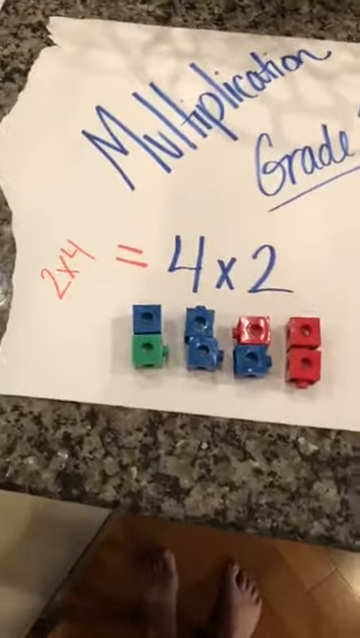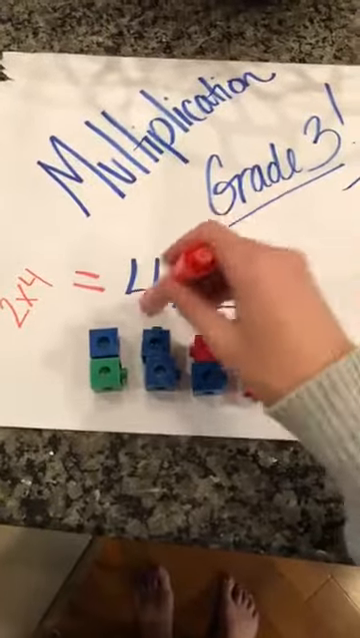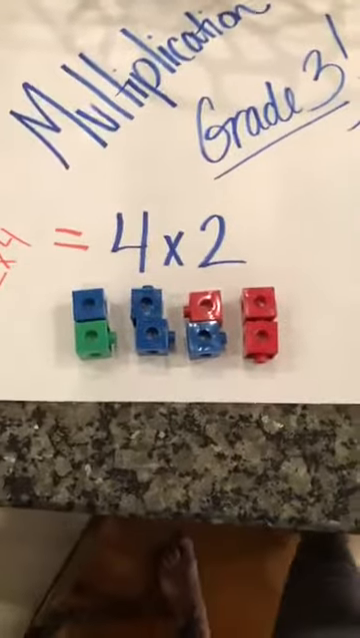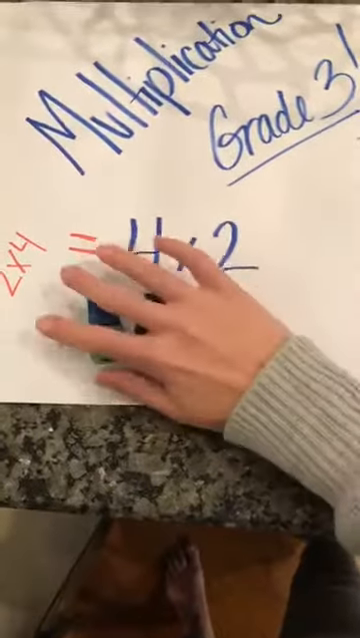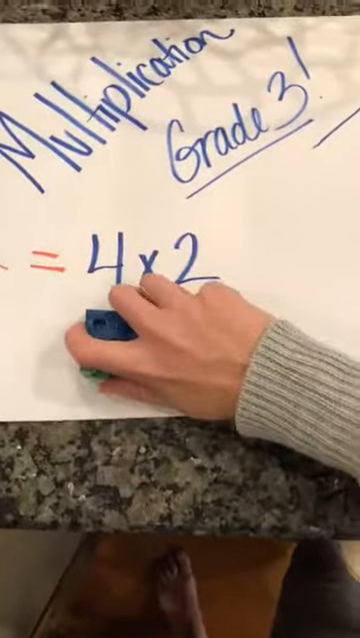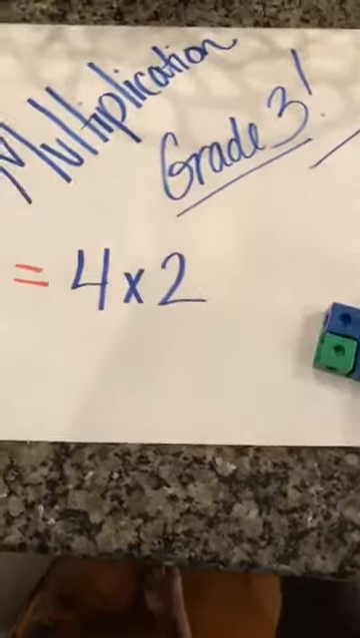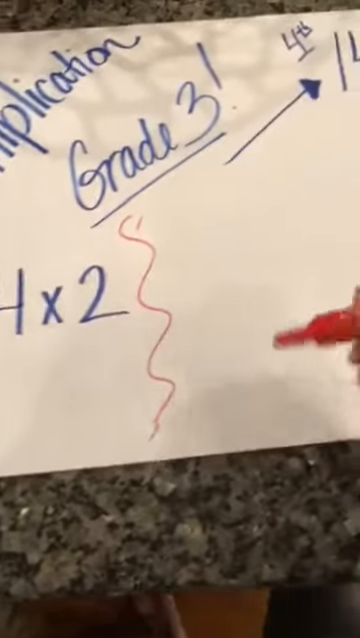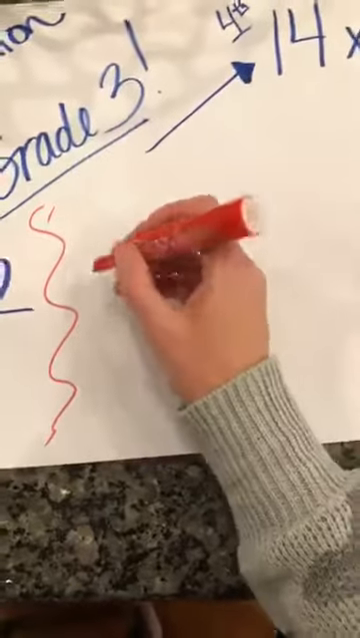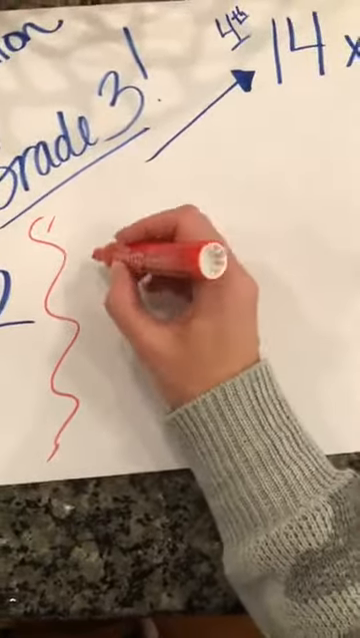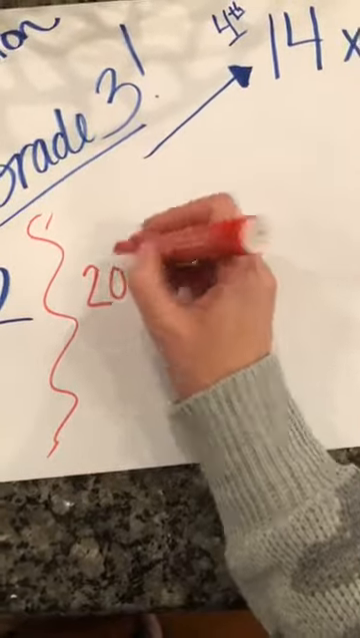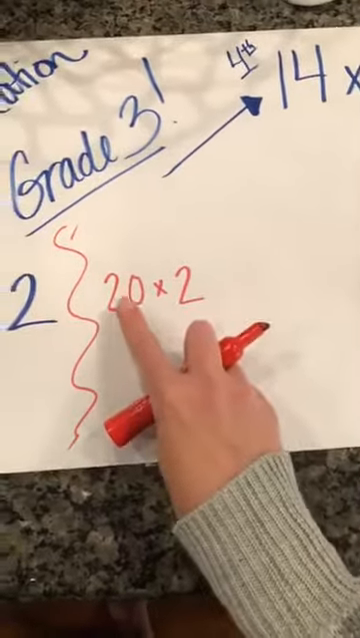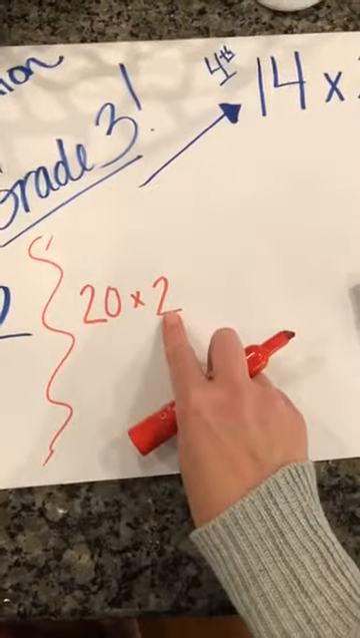So in grade 3, we really just dive into single-digit multiplication. You go all the way up to 9 times 9, and you do multiply tens by a single digit as well. So let's go into a 10. Let me show you that. I'm going to put a little squiggly so you can see the difference. So if I had 20 times 2, okay, that would be 20 groups of 2.